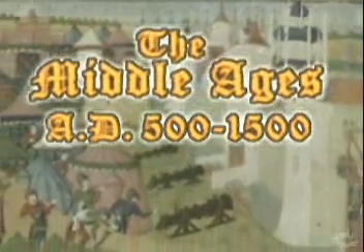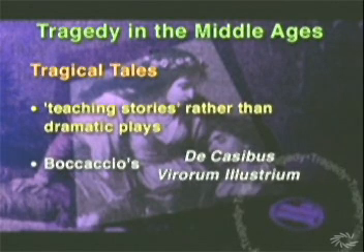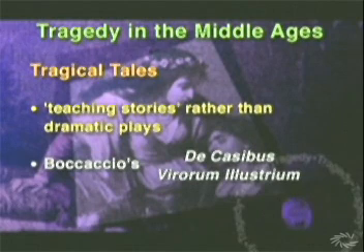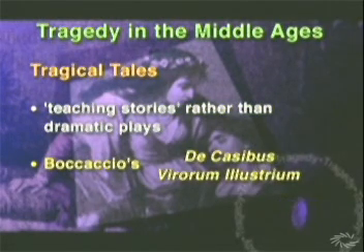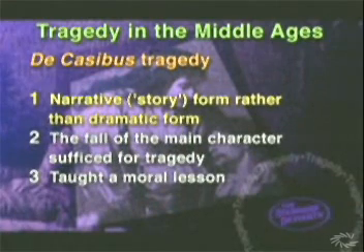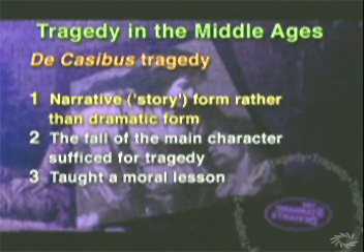the Middle Ages. These tragedies, or tragical tales, were really teaching stories rather than dramatic plays. One of the most influential of these is Boccaccio's De Casibus Rerorum Illustrium, which was written in Latin. This book gave its name to a type of tragedy called a De Casibus tragedy. A medieval De Casibus tragedy has three main features. 1. These tales are in the form of narratives or stories rather than dramatic plays.